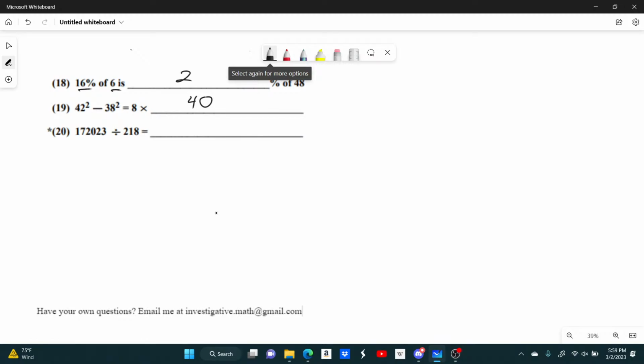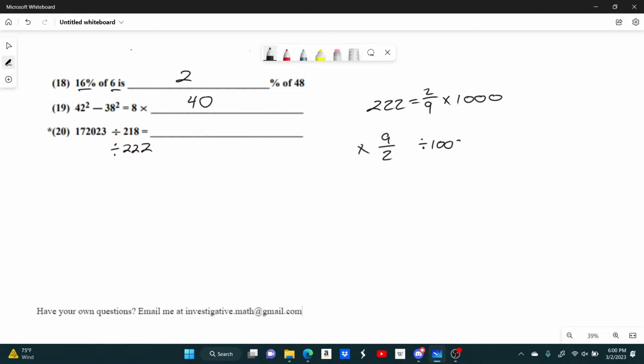I bet you can use some sort of fraction thing here. Okay, instead of dividing by 218, I'm actually going to divide by 222, and here's why. 222 is 2/9, right? 2/9 is 0.2 repeating, times 1,000. So if I divide by 222, it's like multiplying by 9/2 and then dividing that by 1,000.